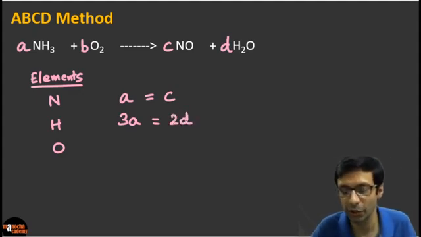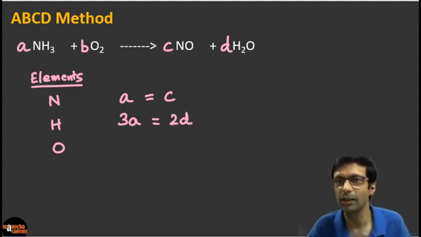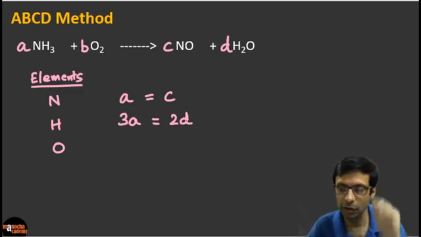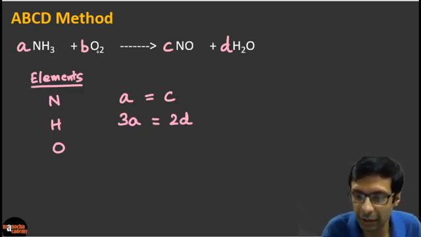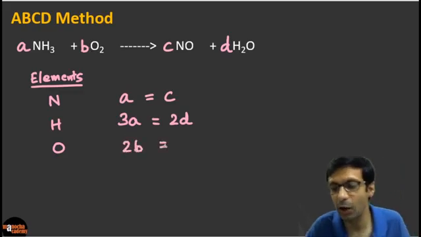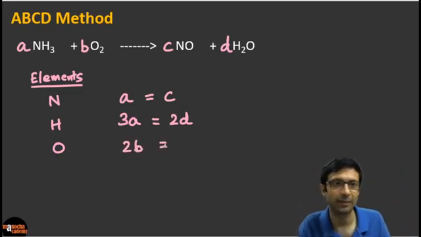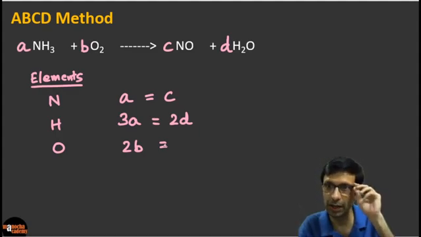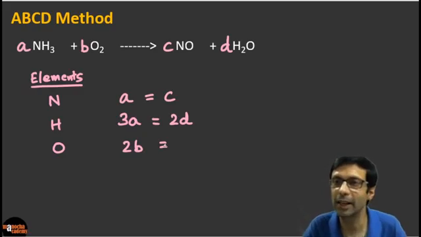So write down that equation. And now let's take a look at oxygen. How many oxygen atoms do we have on the left side? It's going to be 2 times B, so we have 2B here. And now how many oxygen atoms on the right side? Take a look carefully. How many oxygen atoms are there on the right side of the equation?